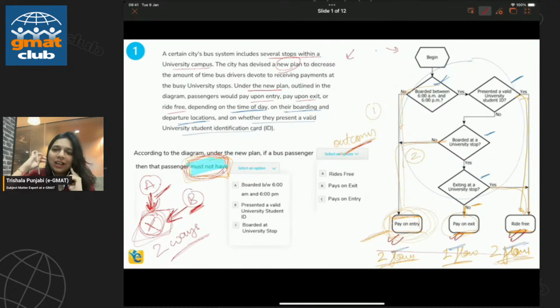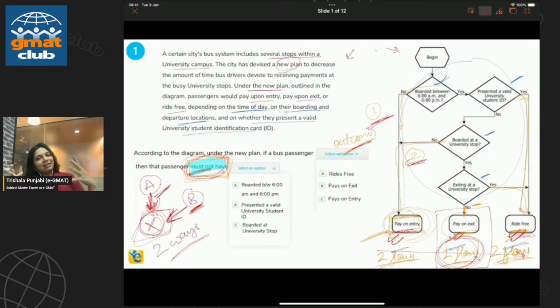We can draw the first inference: the only way that the must condition is fulfilled is if it has one flow, if it has one node. We cannot say that it is pay on entry, because if one would not have happened, two would have happened. Two would not have happened, one would have happened. Similarly here, because it has two flows, we cannot say that something must have happened. Does it make sense? Am I clear?